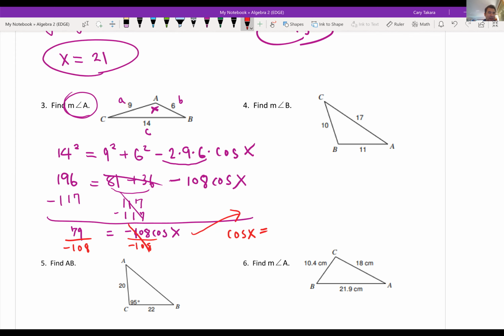Messy number there. It's definitely an irrational number. Negative 0.731. Okay. And then what? The last step. What is the last step, guys? How do you find the angle measurement? To find the angle measurement, you're going to use inverse.